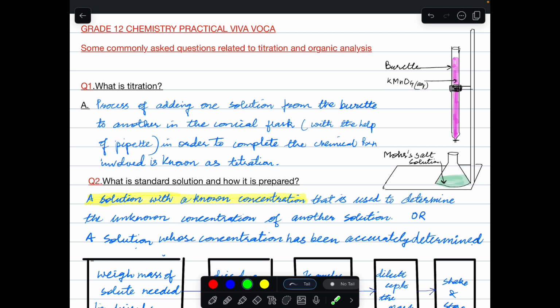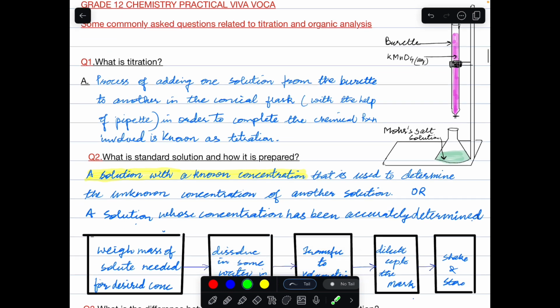So titration is defined as the process of adding one solution from the burette to another in the conical flask, where we take a fixed amount of the solution in the conical flask with the help of a pipette, in order to complete the chemical reaction involved. The chemical reaction involved here is a redox reaction, or oxidation reduction reaction. One substance is oxidized, another one is reduced.